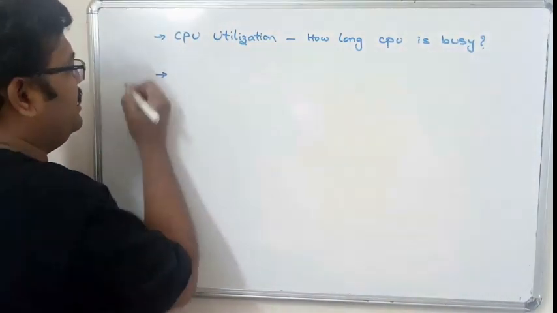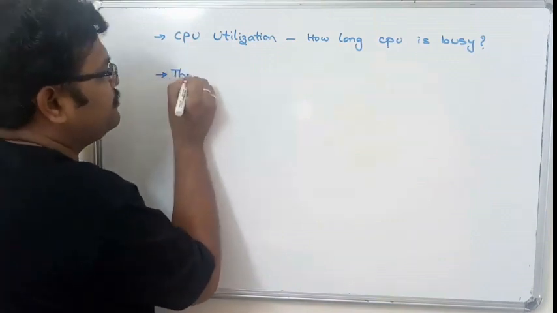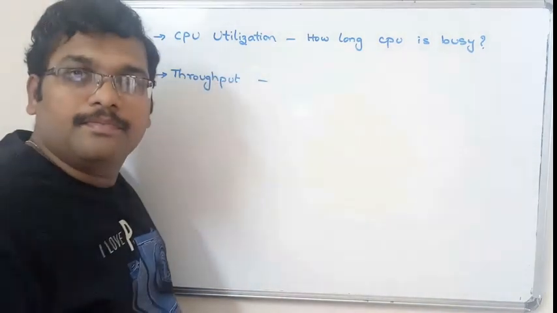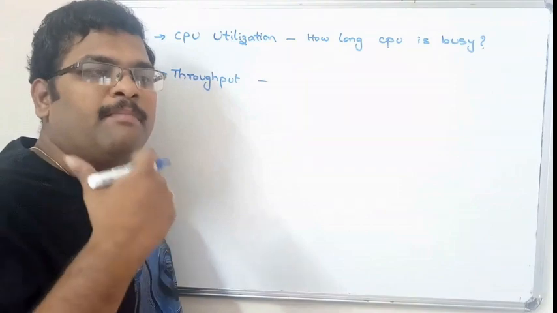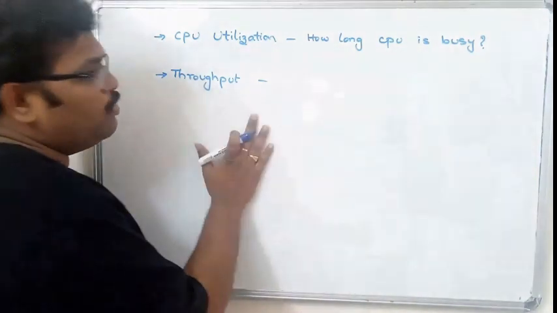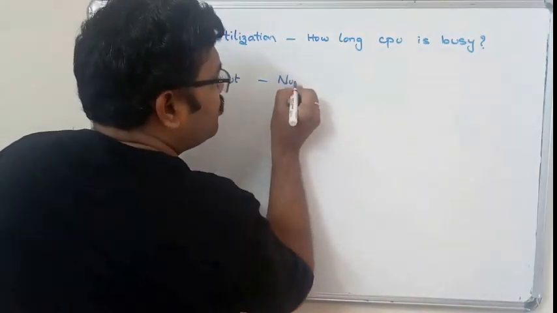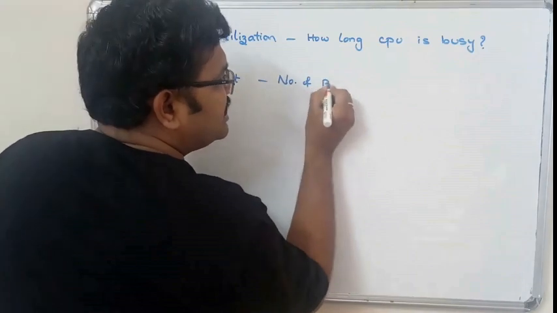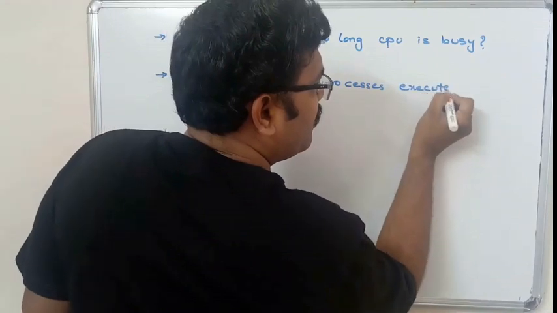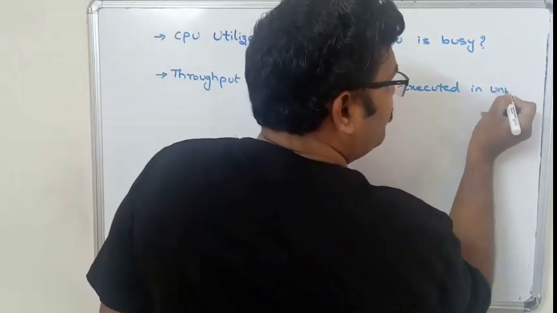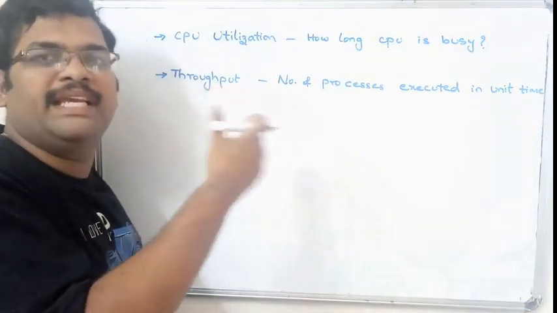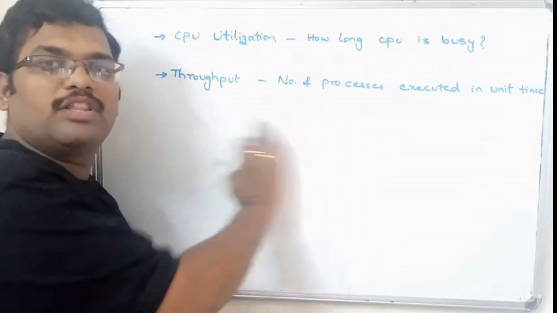The second criterion is throughput. As I said, a number of processes will be in the ready state, and at a time each process will be given to the CPU. So throughput means the number of processes executed in unit time. In a particular time period, the number of processes being executed by the CPU is called throughput.